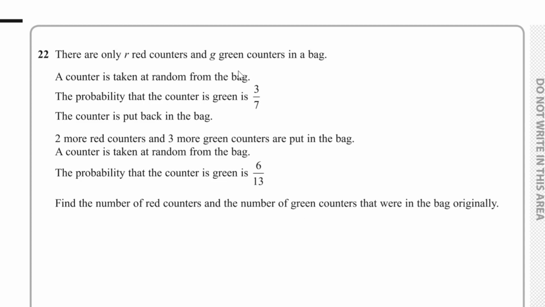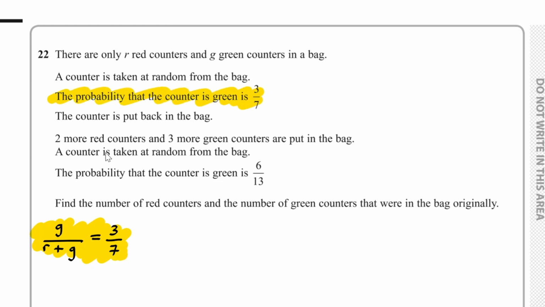Now, if we consider this first statement, we've got red counters and green counters only originally. So therefore, the total number of counters we've got will be R plus G. And if we select a green counter, the probability of selecting a green, that's equal to 3/7. So all this over here would correspond to this statement over here.